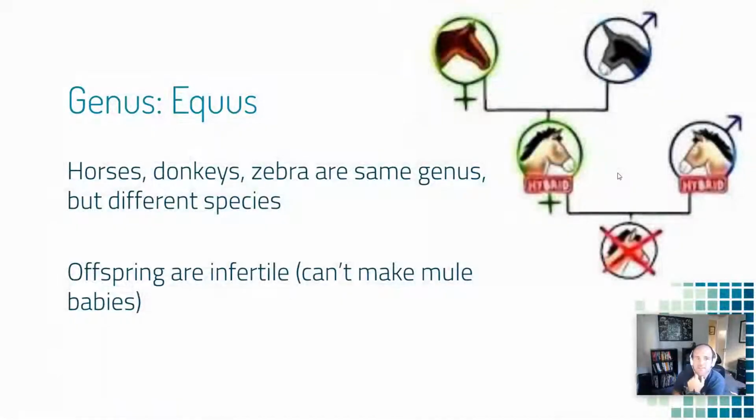A classic example of this is in the genus Equus. Horses, donkeys, and zebras are all the same genus, Equus, but they're different species. So their offspring are infertile, which means they can't reproduce. If you take a horse and a donkey, they're going to make a mule. And that mule is great. It's strong, it's tall, it's great for farm work, but it can't have mule babies. It's infertile, so we'd consider them not the same species. Same thing if you pair a zebra and a donkey and make a zonkey. Not going to be fertile offspring.